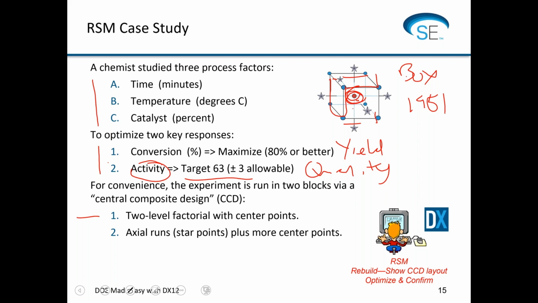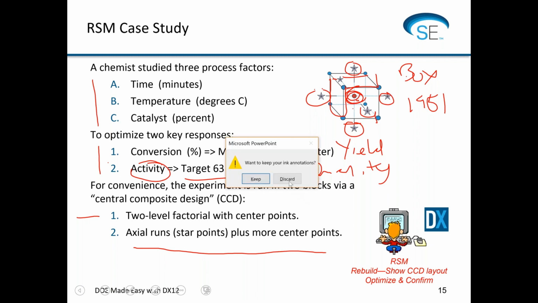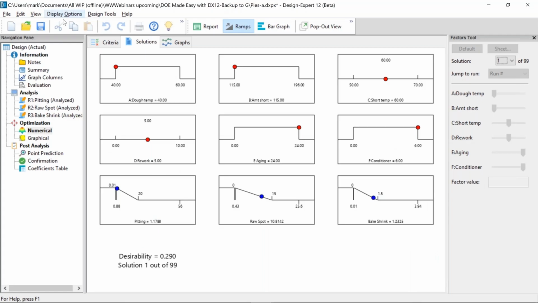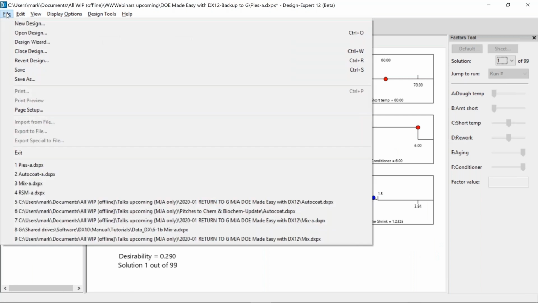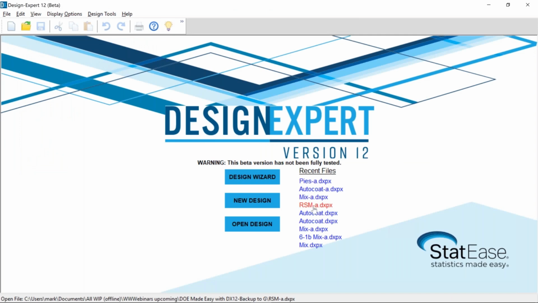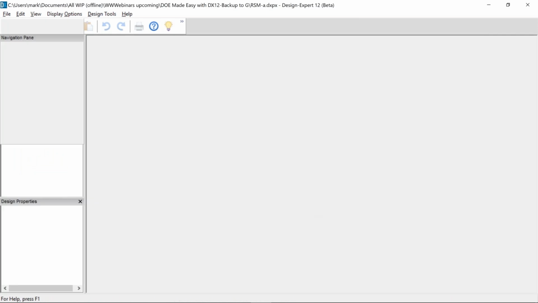But Fisher never got to this point that Box could see, where if we put these points here and put them outside of the box to get leverage, we then can fit a more sophisticated polynomial model. And these are going to be done in the second block of runs. So I'm going to show you that. And I'm going to go back to Design-Expert, close out this design, and open the RSM design.